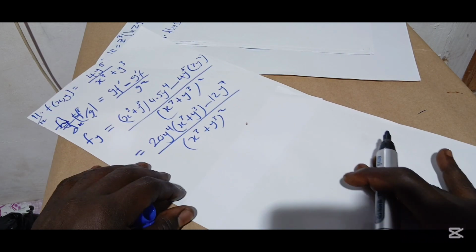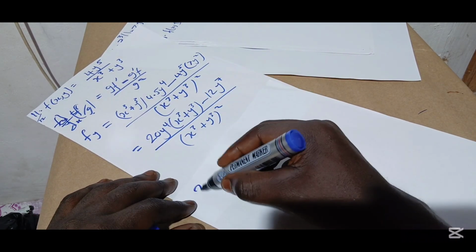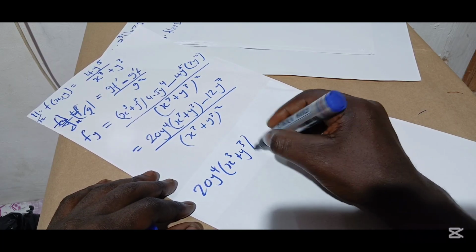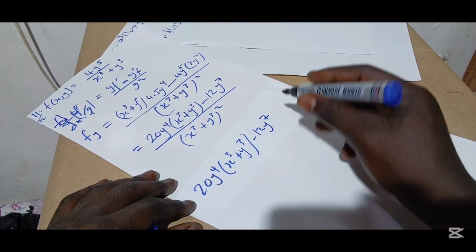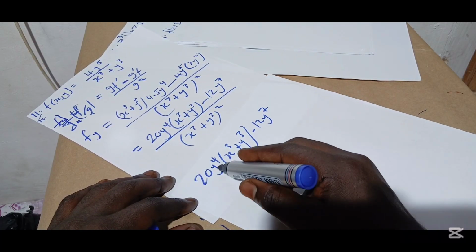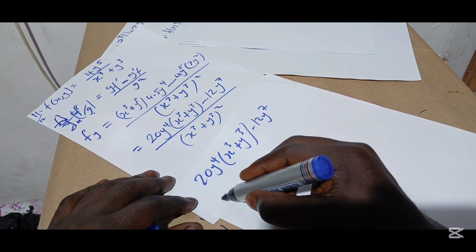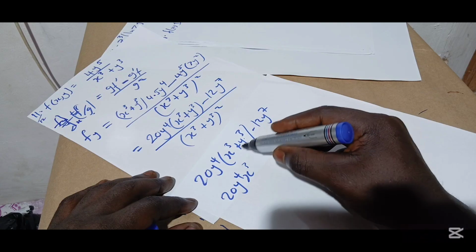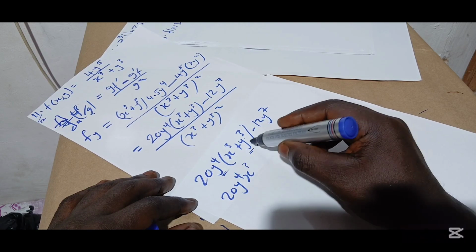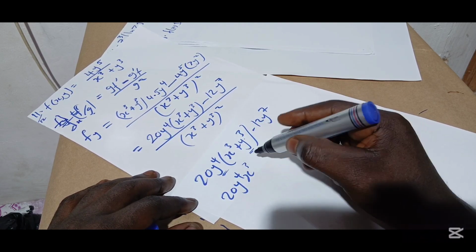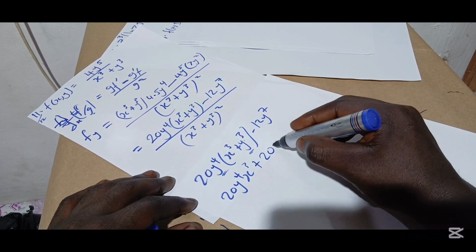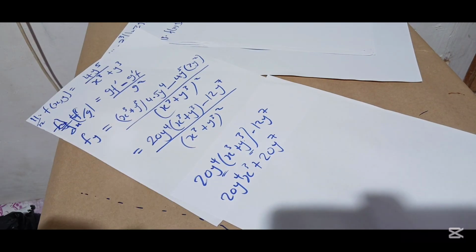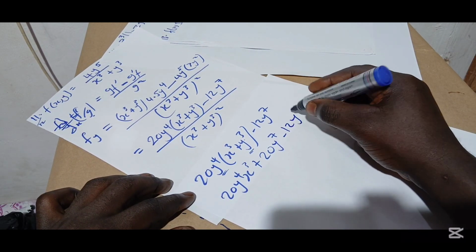Now, for easier presentation, let's focus on the numerator alone: 20y to the power 4 times x to the power 3 plus y to the power 3, plus y to the power 7. So let's expand this. 20y to the power 4 by x to the power 3 gives us 20y to the power 4 x to the power 3. And this multiplied by this, since we have the same term multiplying, from indices we just add the powers. So plus 20y to the power 7, and also minus 12y to the power 7.